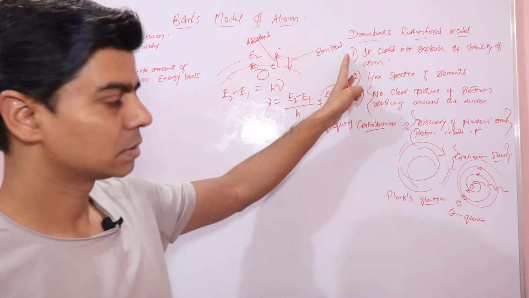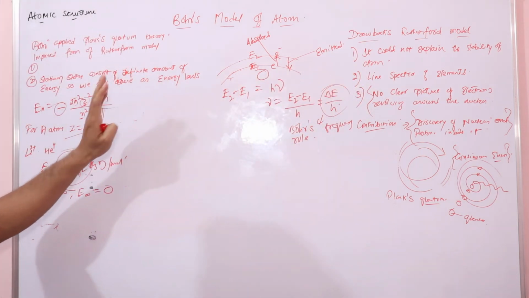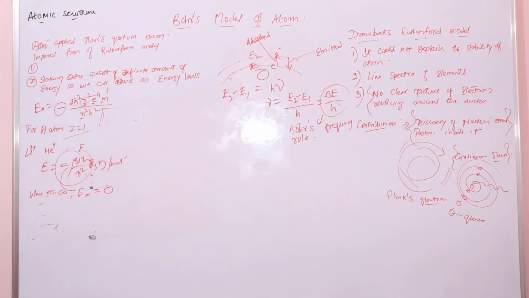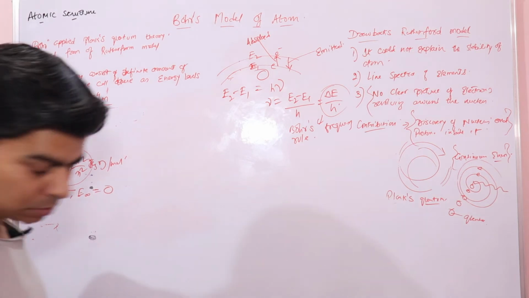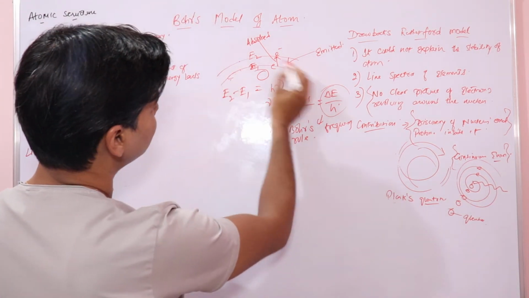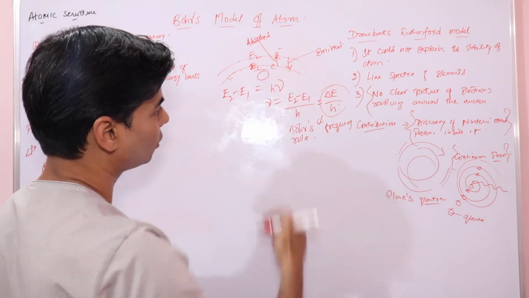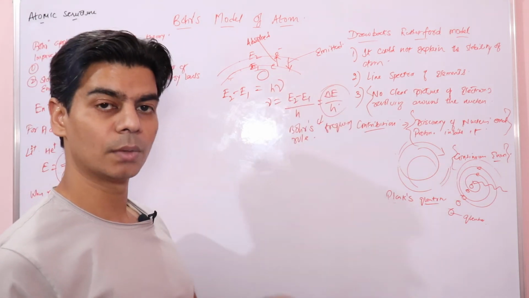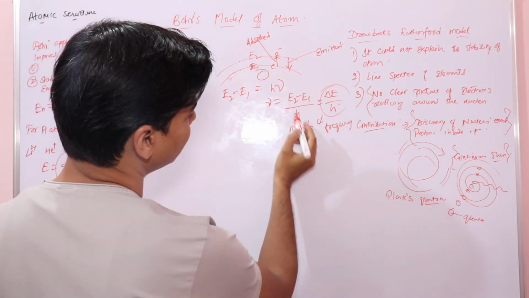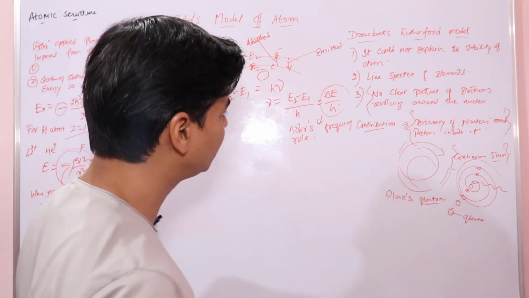Remember the drawbacks so that you can easily understand the Bohr model of atom. And we have talked about the transition of an electron from higher energy level to lower and from lower to higher. And this is the expression which we call the Bohr frequency rule.